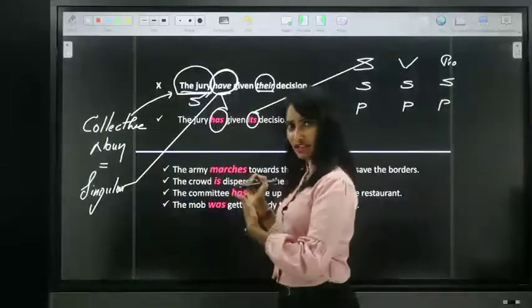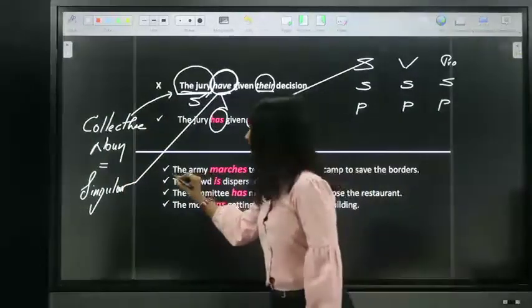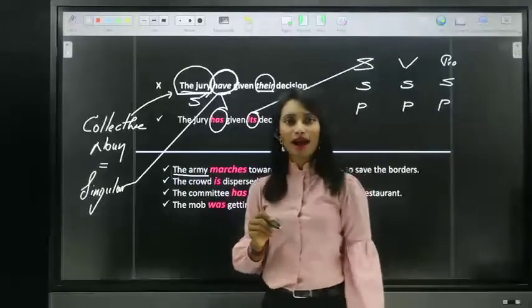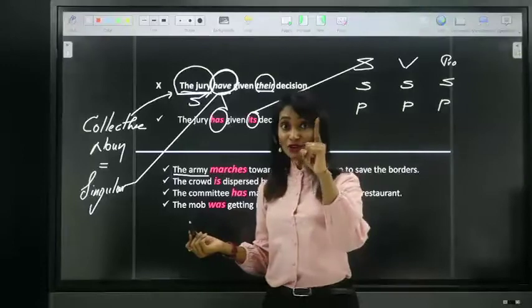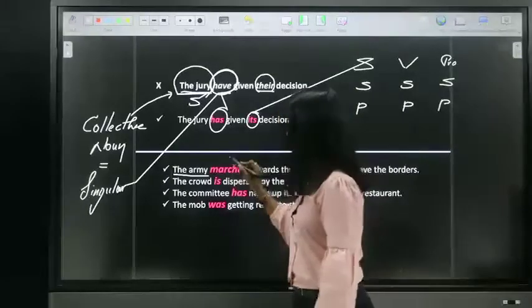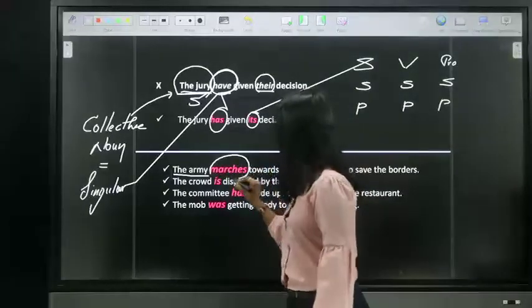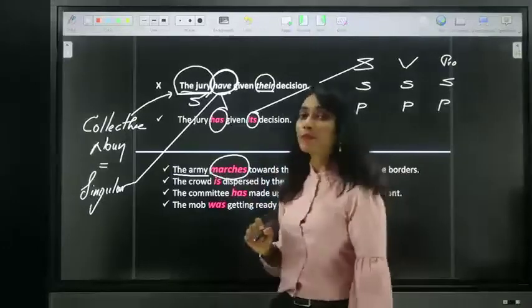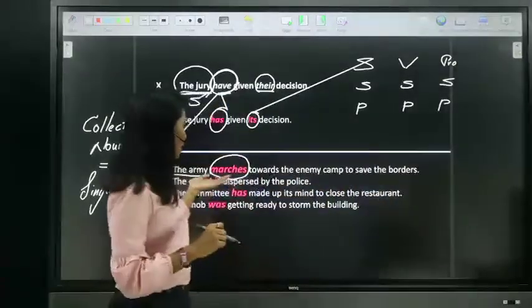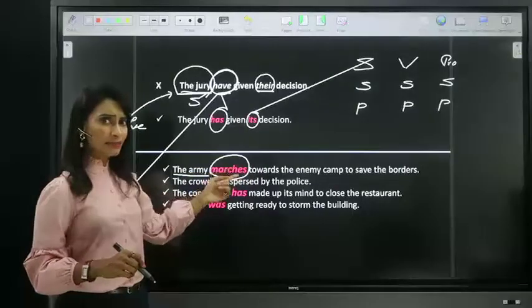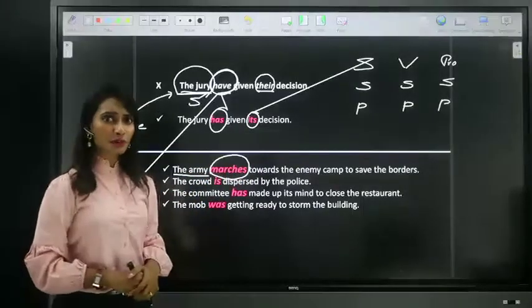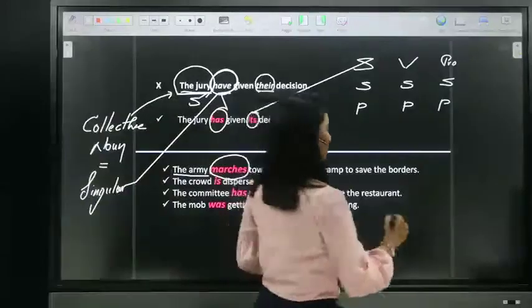So look at some more examples of such kind. The army. Now army is a group of soldiers, but it is a collective noun, so treat it as singular. The army marches towards the enemy camp to save the borders. Guys, look at this sentence. The army marches. So is march a singular verb or plural verb? Let me give you some data here.